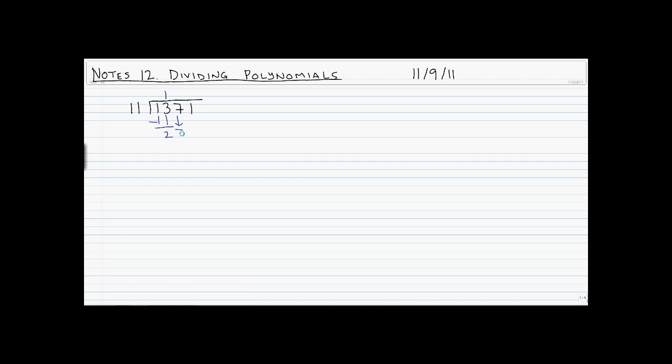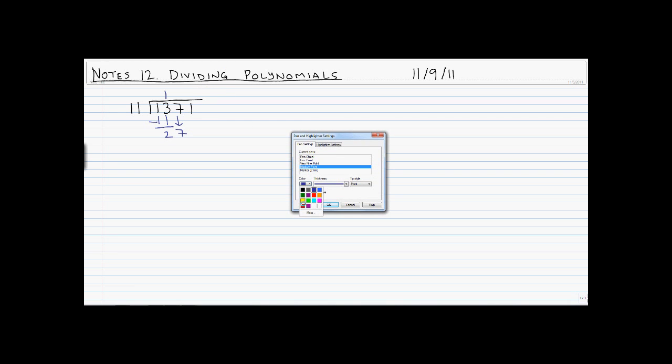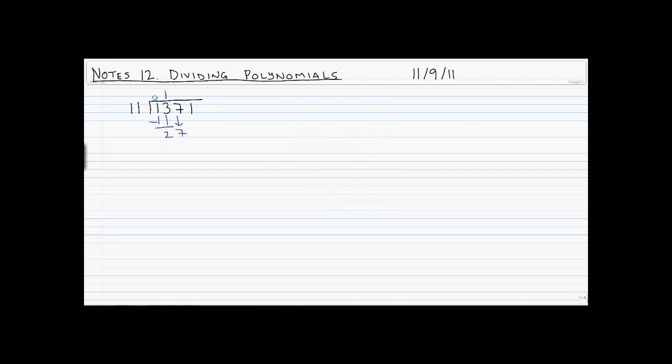Then next we bring down the 7 and repeat the process once again. So again, just for clarity, I'm going to go to a different color. So next we ask, how many times does our divisor 11 go into 27? Well, it goes in twice. 11 times 2 is 22. We draw the line and change the sign so that we can subtract, and 27 minus 22 is going to be 5. Once again, we bring down the number.